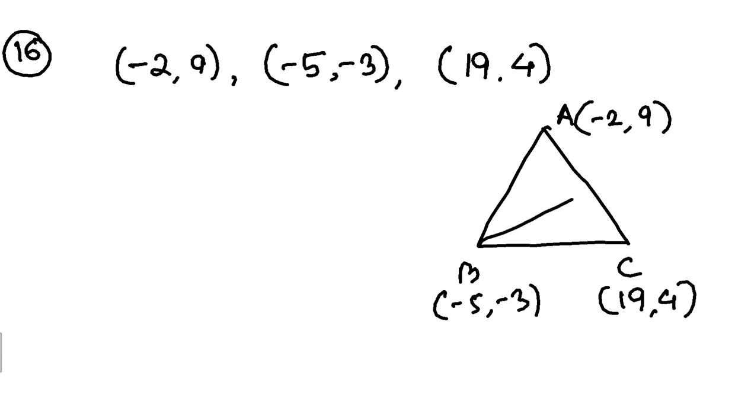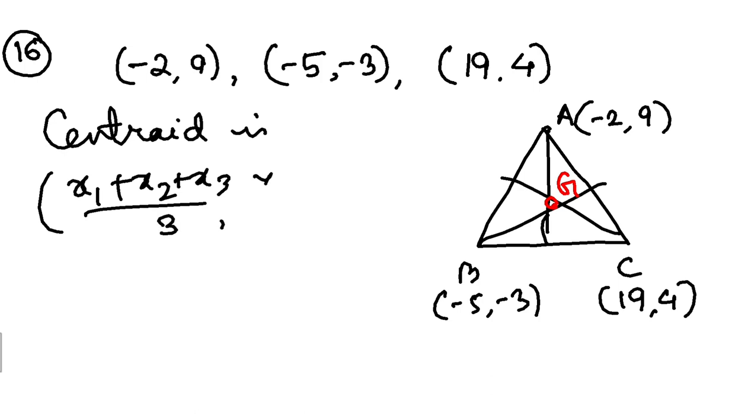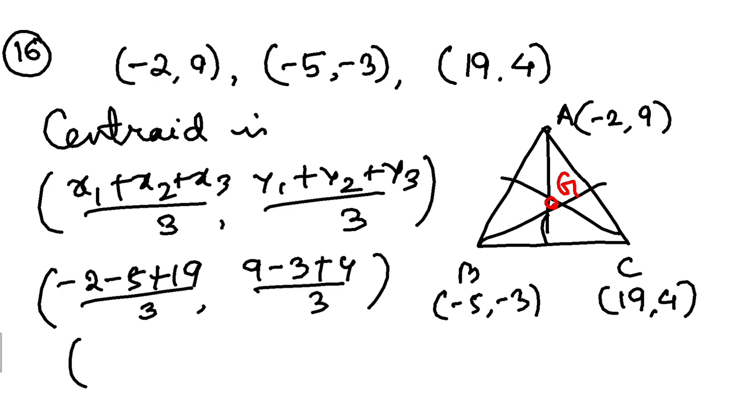What you have to do is find the coordinates of the centroid. That means this G over here. So for the centroid, we have already learned the formula in the previous video. The centroid formula is (x1 + x2 + x3)/3, not by 2, please be careful. (y1 + y2 + y3)/3. So basically (-2 - 5 + 19)/3, comma (9 - 3 + 4)/3. So this is 4, 10/3.